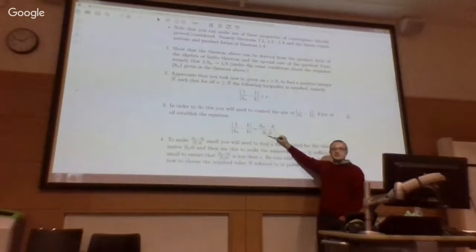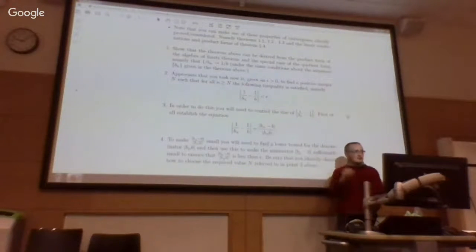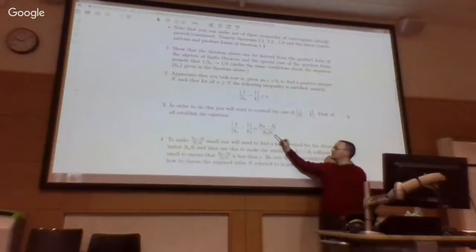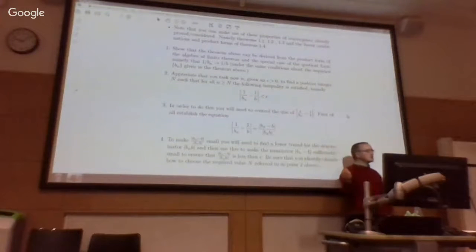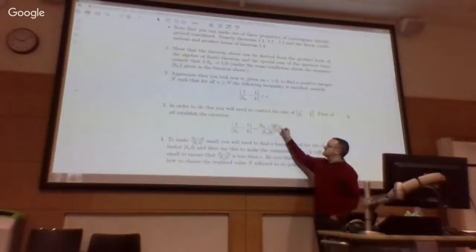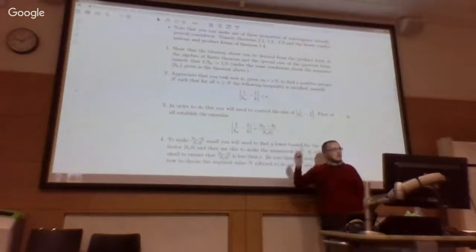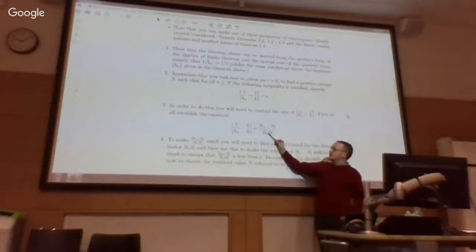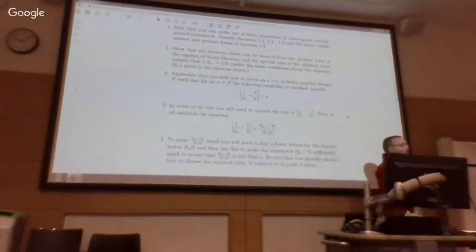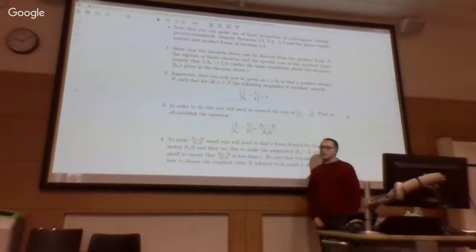Because in a fraction, if the denominator is large, the whole fraction is small. But if the denominator gets very small, close to 0, then the whole fraction gets large. So if I'm trying to make this quantity smaller than epsilon, I have to control the size of the numerator, stop it getting too big, and I have to control the size of the denominator and stop it getting too small. So it's just a little bit of a technical, careful handling of what's going on there.